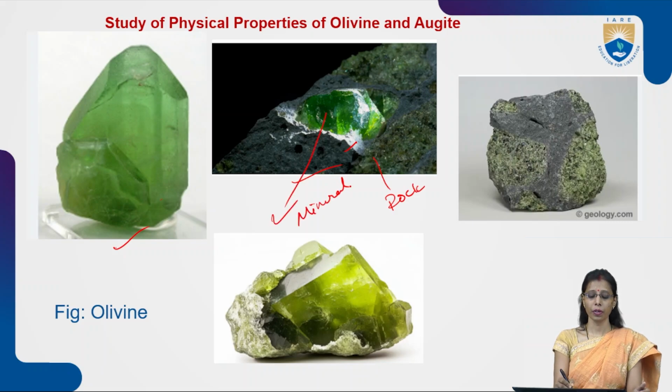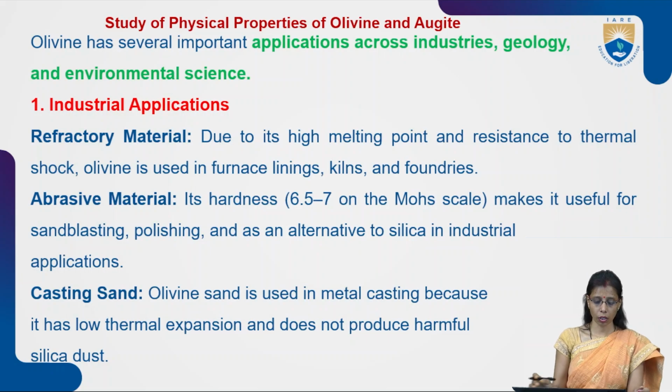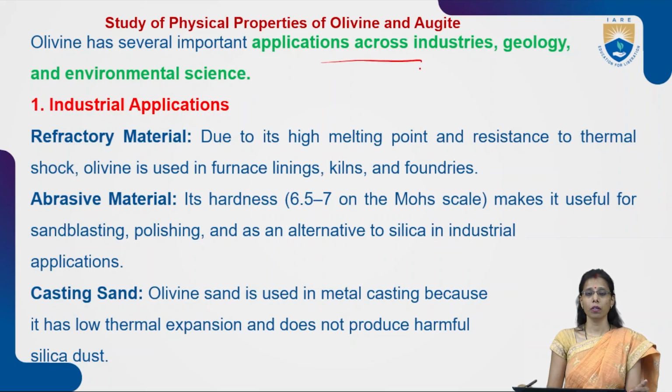So this is the mineral present, which we call olivine. It comes basically in green or greenish yellow. Now, if you talk about olivine, there are several important applications. So what are the basic applications? Olivine is a mineral used across industries, in geology and the environmental sciences.